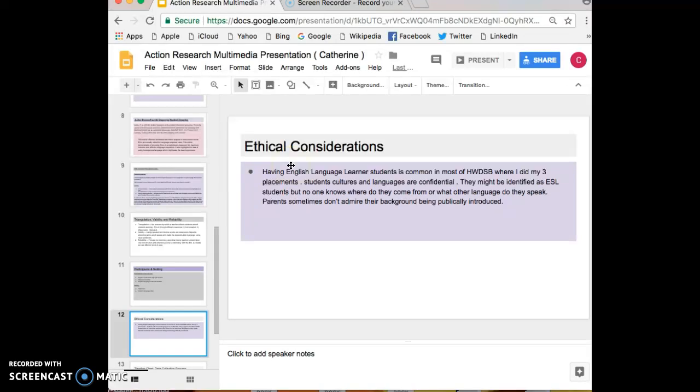Ethical considerations. Having English language learner students is common in most of the Hamilton Wentworth District School Board, where I did my 3 placements. Students' cultures and languages are confidential. They might be identified as ESL students, but no one knows where they come from or what other languages they speak. Parents sometimes don't like their background being publicly introduced.